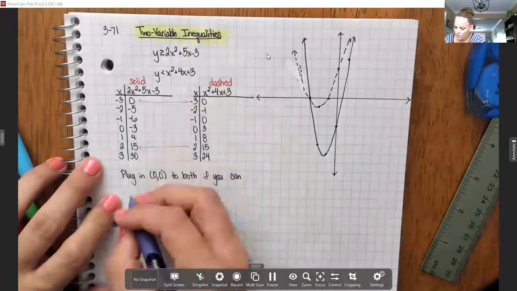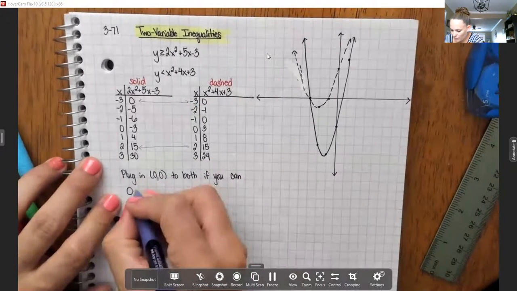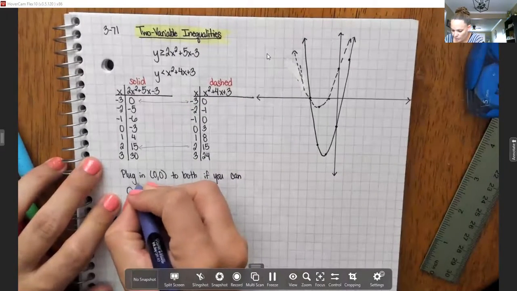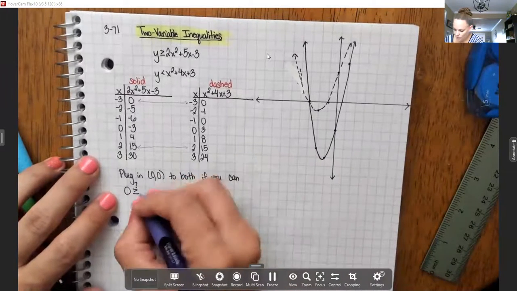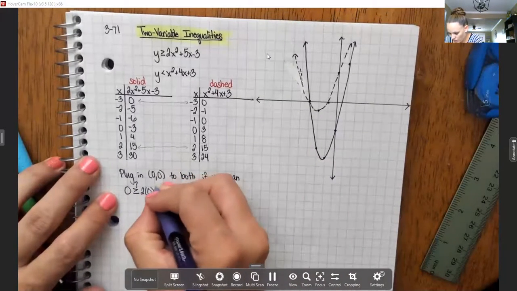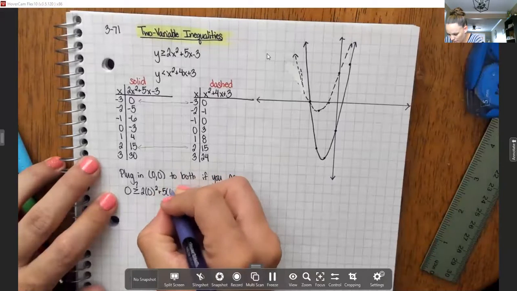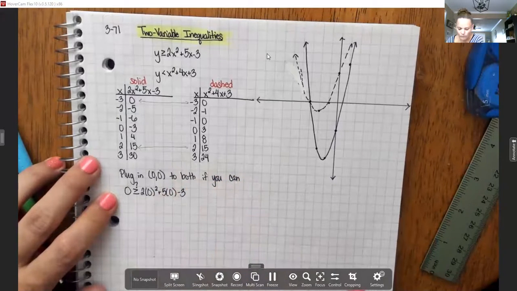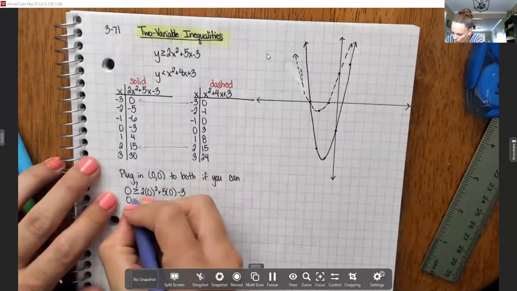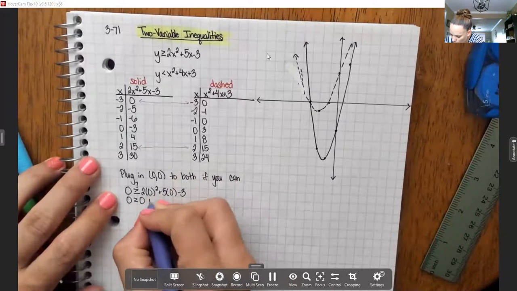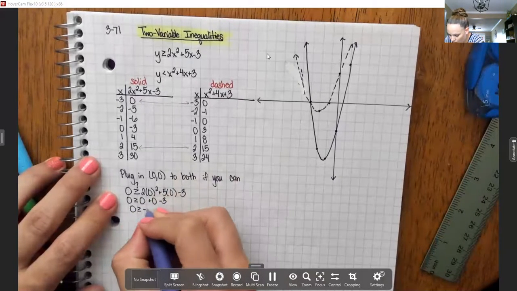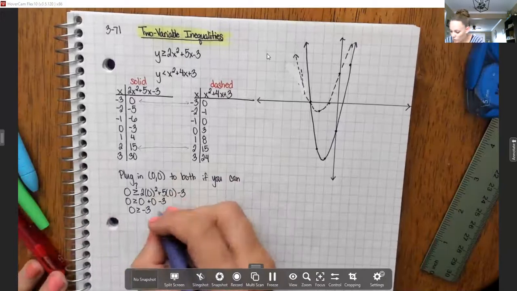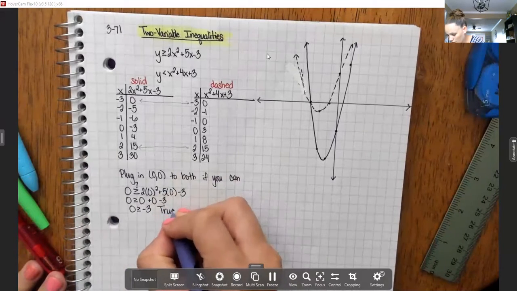So our first inequality, we would have 0 is greater than or equal to, so we're checking these. This is our test. 2 times 0 squared plus 5 times 0 minus 3. So 0 is greater than or equal to negative 3 is true. That works.